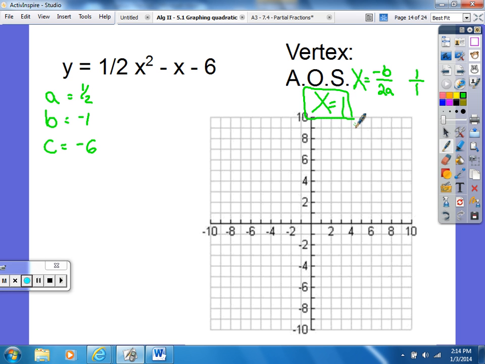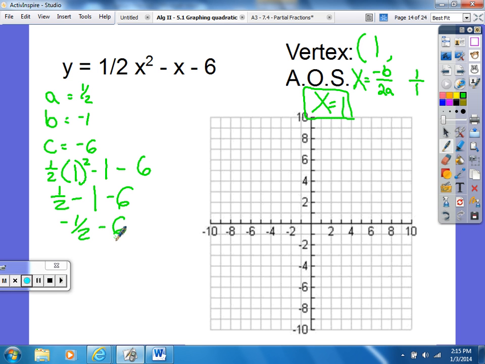Now that I have my axis of symmetry, I actually have half of my vertex. So now I'm going to plug that in. 1/2 times 1 squared minus 1 minus 6. So 1 squared is 1 times 1/2 is 1/2 minus 1 minus 6. Now do it left to right. What's 1/2 minus 1? Negative 1/2. Negative 1/2 minus 6. Negative 6.5, right? So there's my vertex.